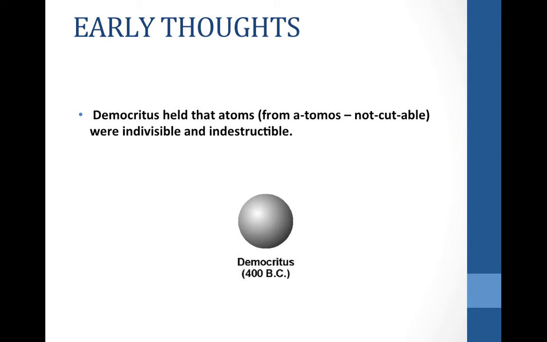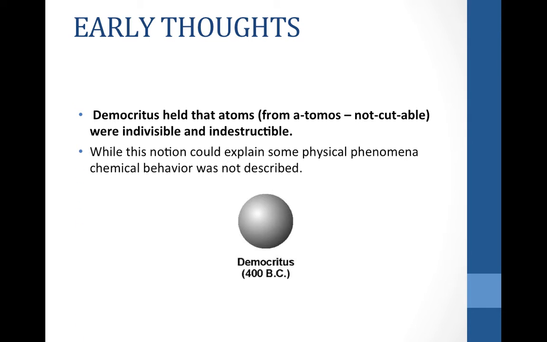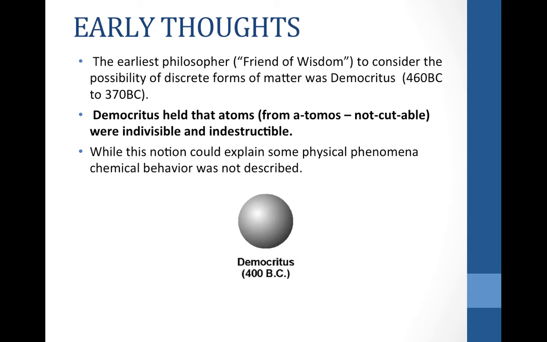Early thoughts. Democritus held that atoms, from atomos, not cuttable, were indivisible and indestructible. While this notion could explain some physical phenomena, chemical behavior was not described. The earliest philosopher, friend of wisdom, to consider the possibility of discrete forms of matter was Democritus.